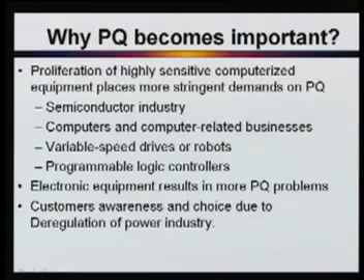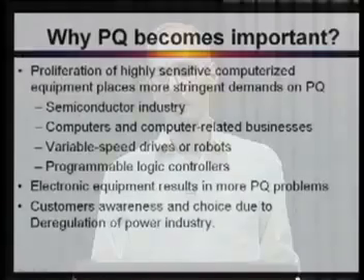Another source is variable speed drives or robots. We use variable speed drives because control in AC is very, very difficult. So we use power electronic devices to control the motors in terms of torque, speed, and other related quantities, and therefore this control circuitry uses power electronics, and finally introduces power quality problems in the supply system.